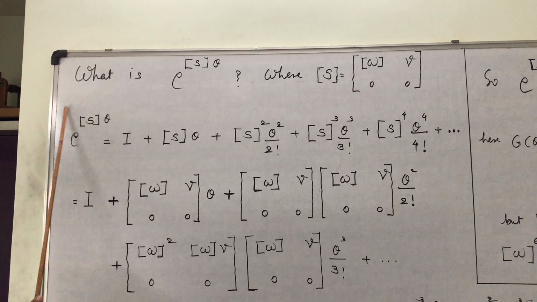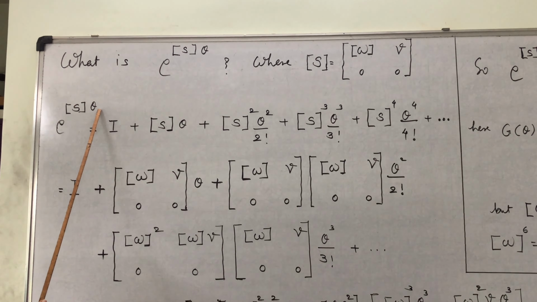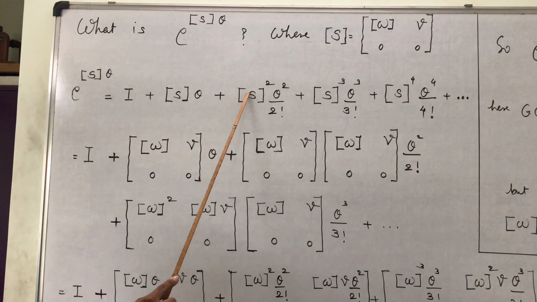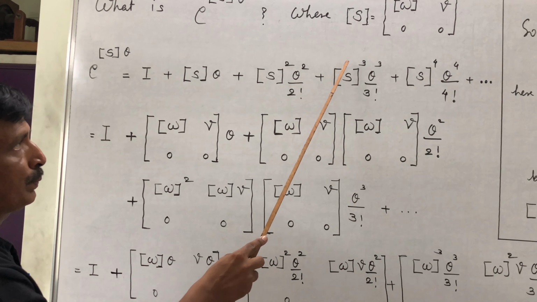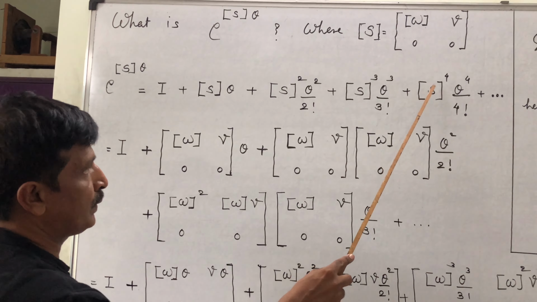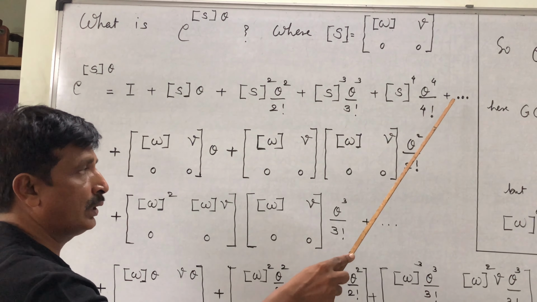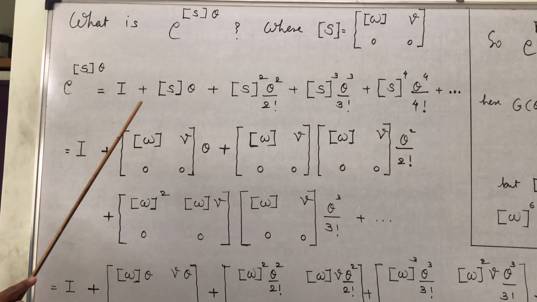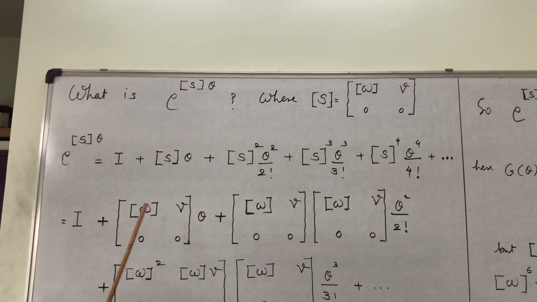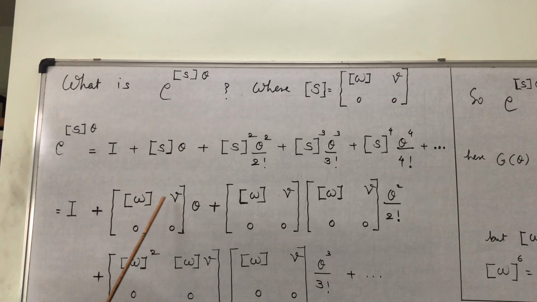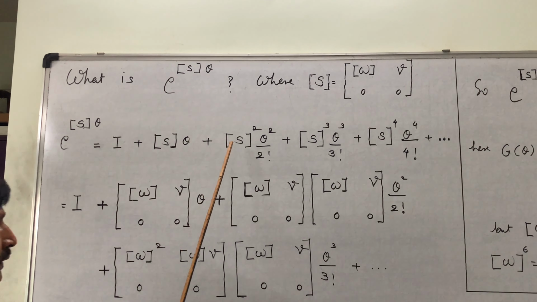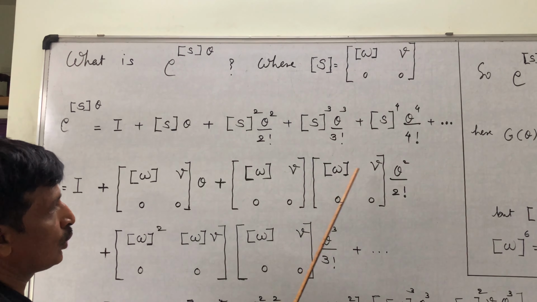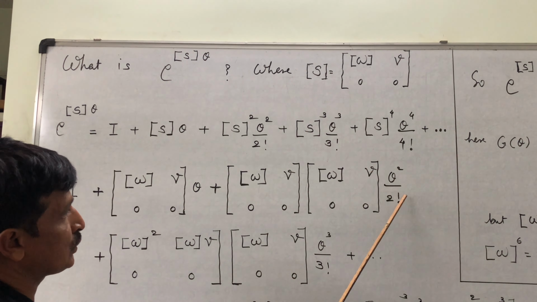So expanding this infinite series, e raised to s theta is I, the identity matrix, plus s theta, plus s square theta square by 2 factorial, plus s cube theta cube by 3 factorial, plus s raised to 4 theta raised to 4 by 4 factorial, plus and so on, infinite terms. I as it is, s is this. So omega, v, 0, 0 into theta.